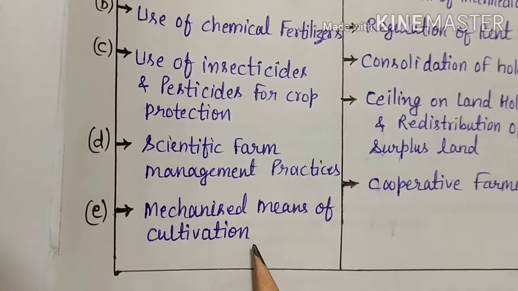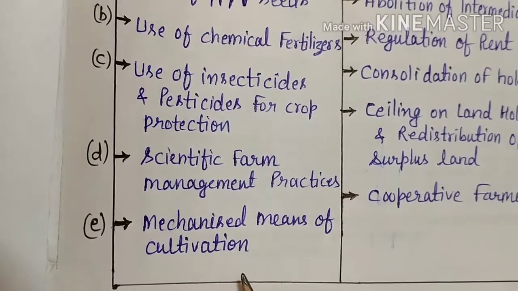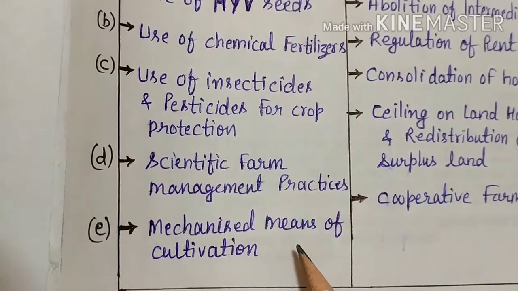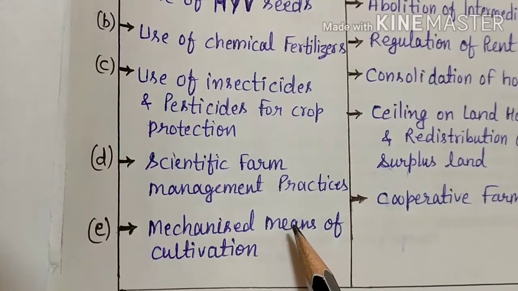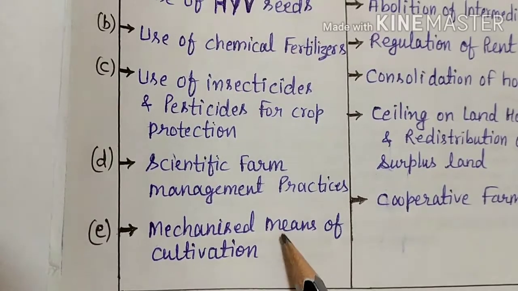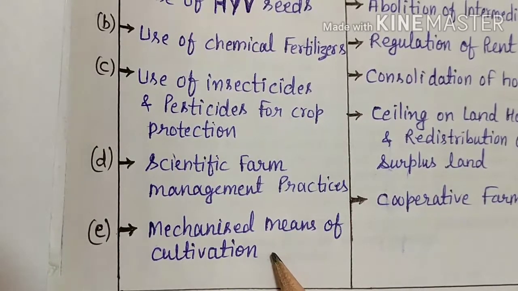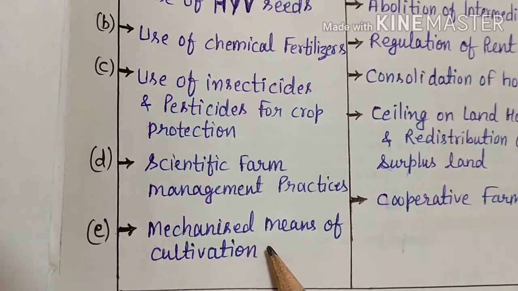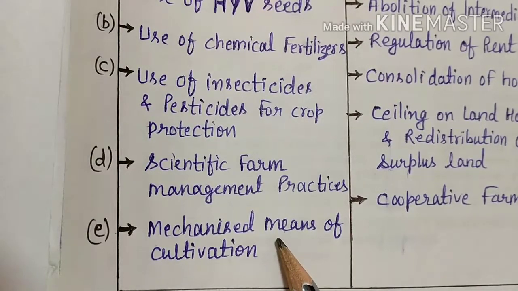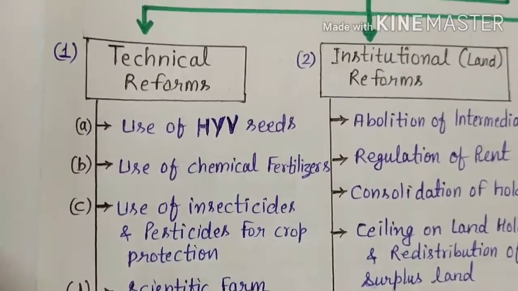Then comes mechanized means of cultivation. What is the meaning of mechanized means of cultivation here? It means to enable small farmers to buy agricultural machines with cheap credit facilities. These are provided by whom? By cooperative societies. They provide small farmers agricultural machines on cheap small loans, which are not at high rates. Small and marginal farmers' agencies, regional rural banks, and even commercial banks are also fulfilling this purpose. So these are the points which come under technical reforms.